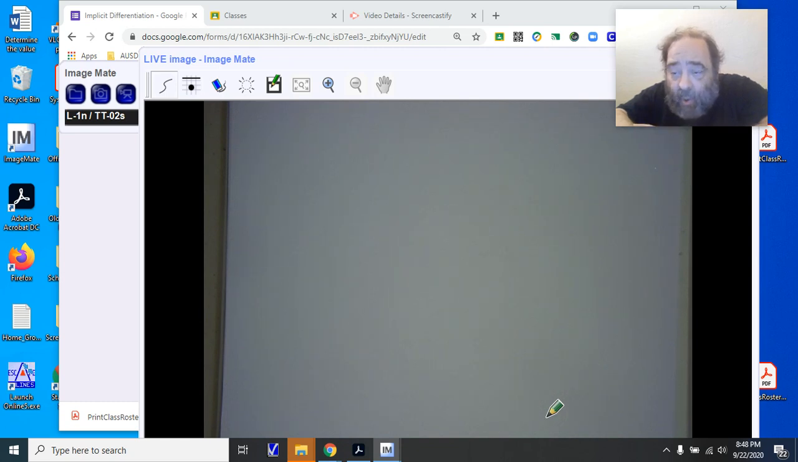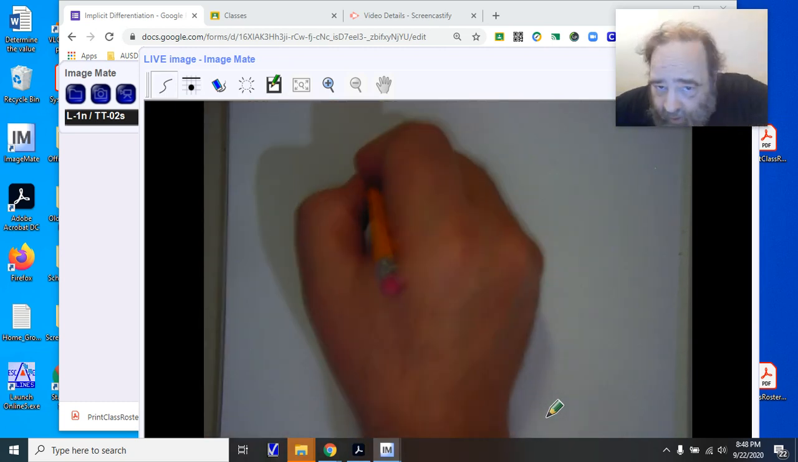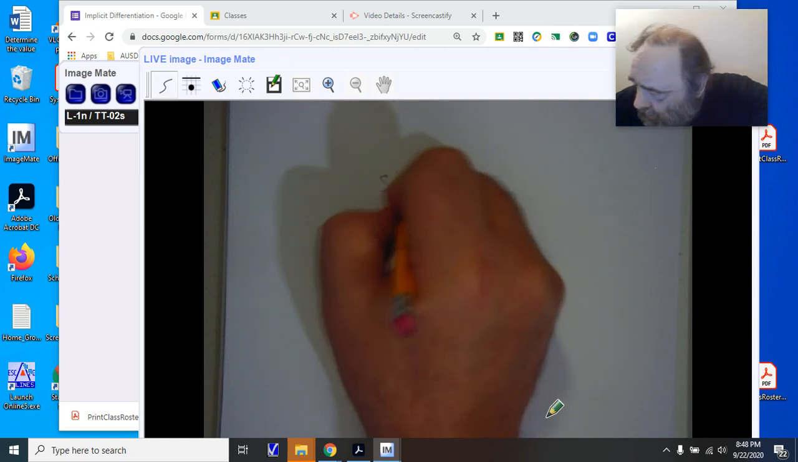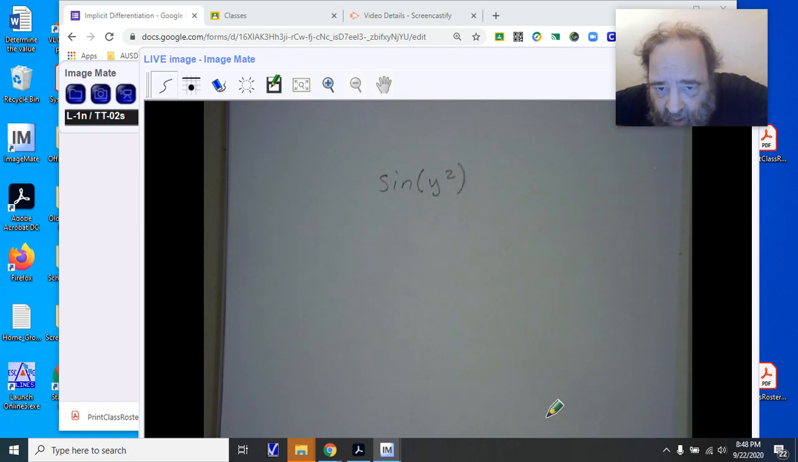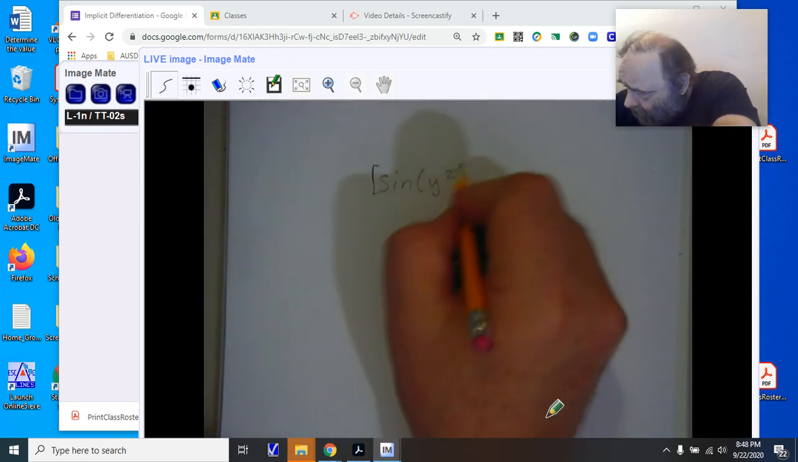We've seen the product rule, the quotient rule, sums and differences, but what we haven't yet seen is the chain rule with implicit differentiation. So that's what we're going to look at next. I've got a problem here. We're going to be taking a look at the sine of y squared. Notice it doesn't have to be all that complicated for us to have a difficult process.